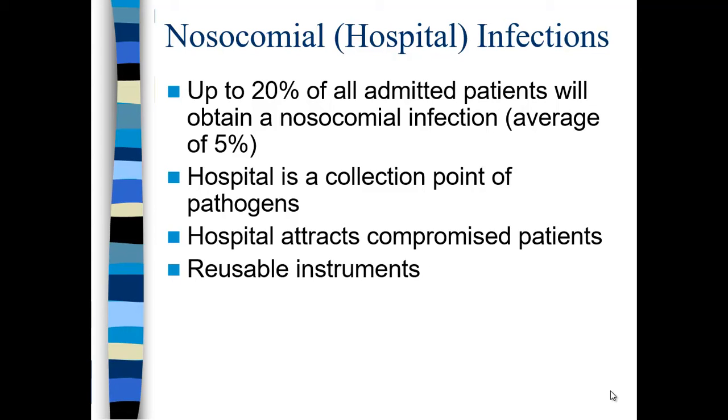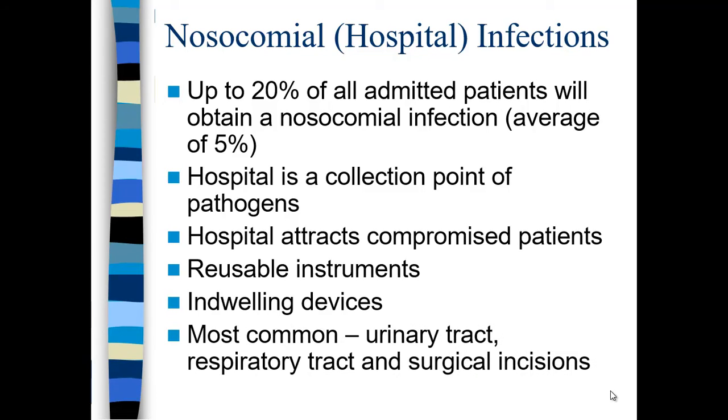Reusable instruments need to be thoroughly sterilized. Indwelling devices are usually not as good as the human body. Even metal devices like an artificial hip or an artificial knee are not as good as the human body at fighting off infection because these devices don't have an immune system. So often they're collection points for pathogens. You'll get somebody that has an artificial hip or an artificial knee, and you'll open them up and you'll see that metal actually covered with a bacterial biofilm.